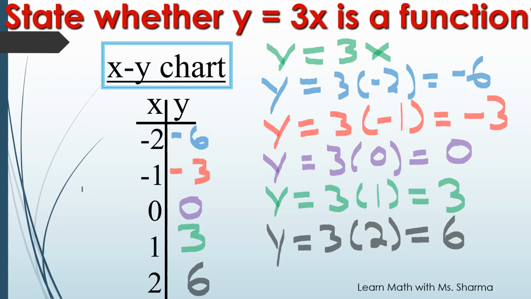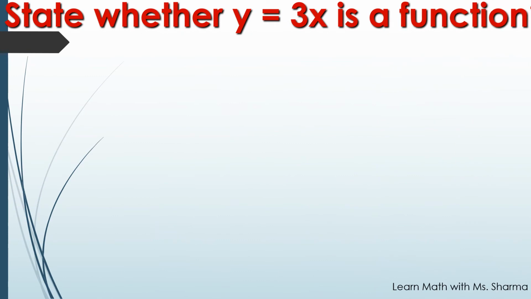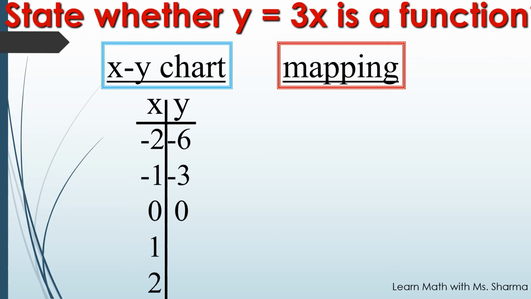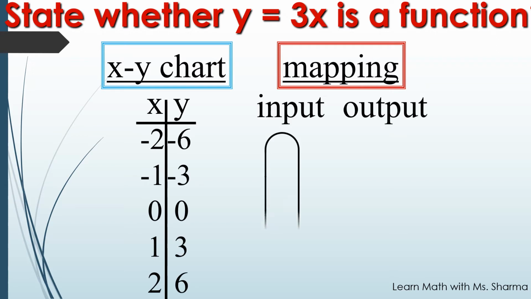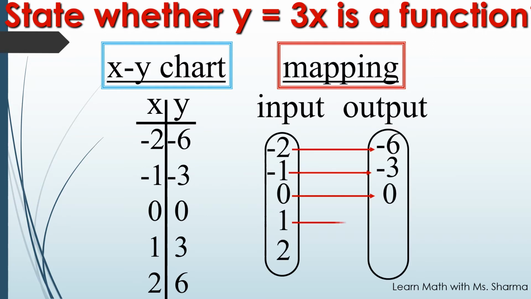Now we'll go and map. When we map our table of values, we see one input goes to exactly one output. It doesn't go to two different outputs. So our domain is not repeated. Therefore, this is a function.